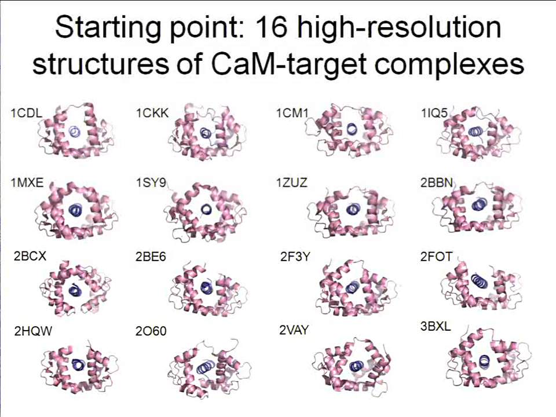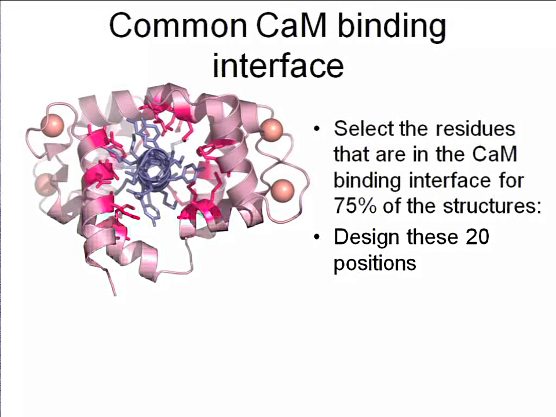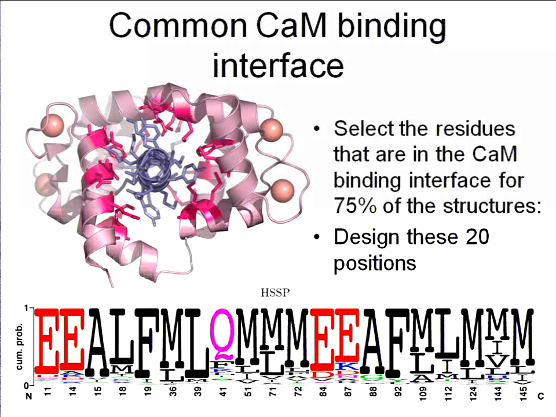What we did was we took the calmodulin protein, CaM, which is known as a calcium sensor in the cell, and it's known to bind hundreds of targets in the cell. We culled from the PDB database 16 high-resolution structures of calmodulin bound to peptide targets. We determined the common interface, which was 20 positions in total, where all 20 positions interact with all the partners, or at least three quarters of the partners. And this is the binary profile for these 20 interface positions.